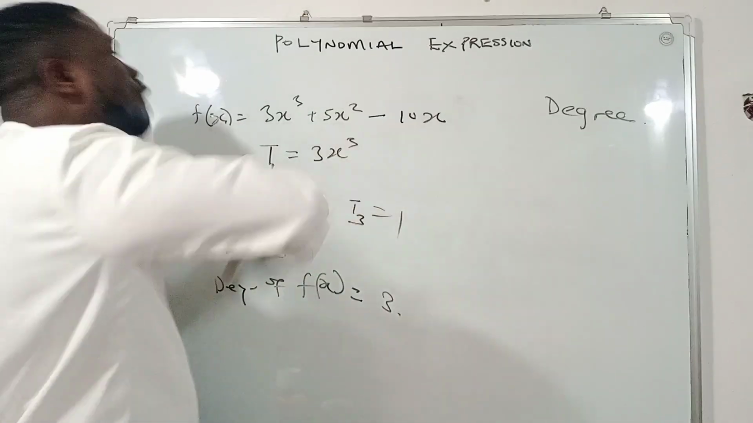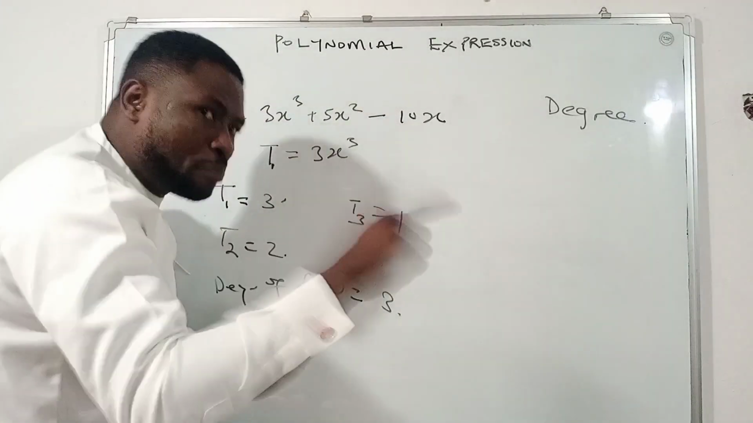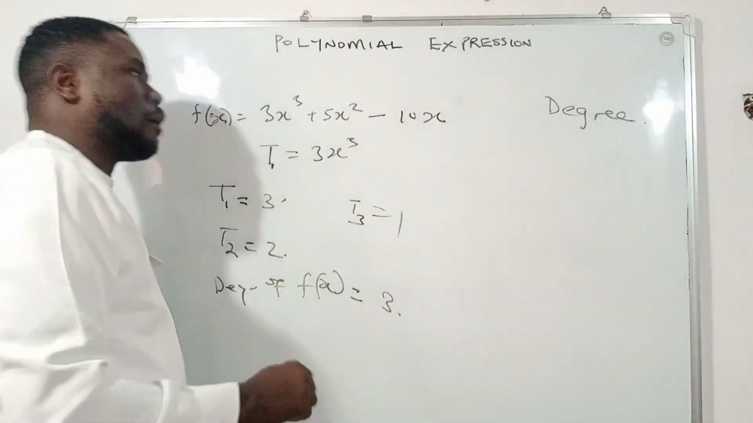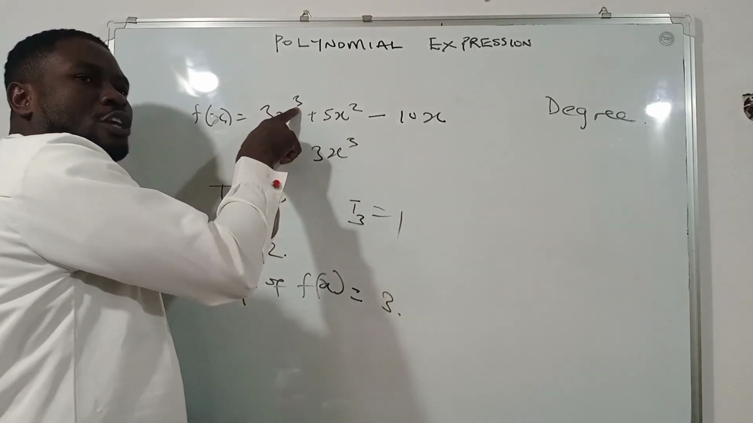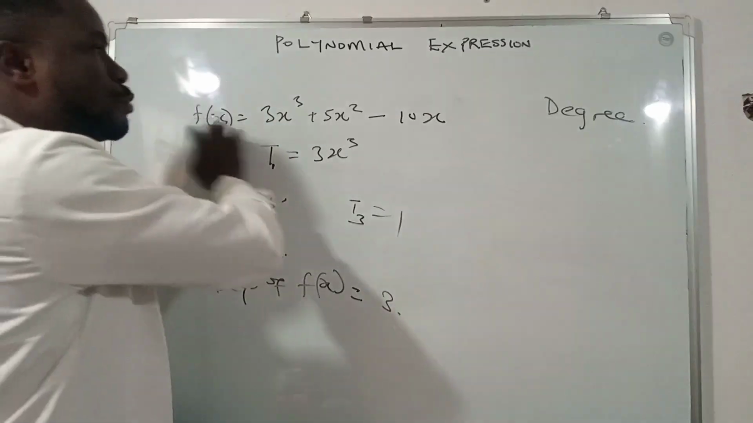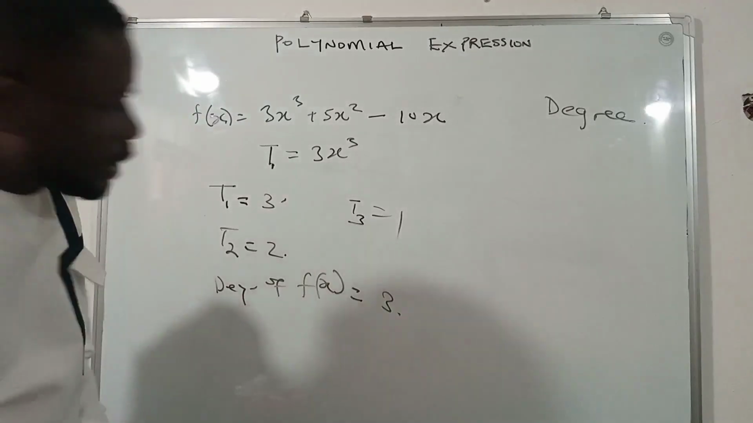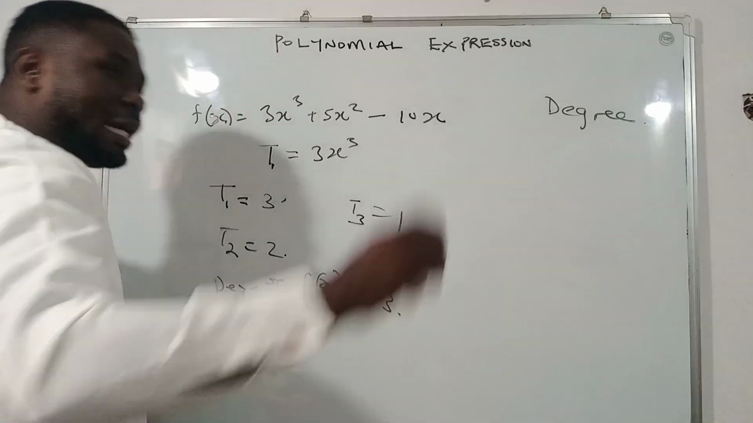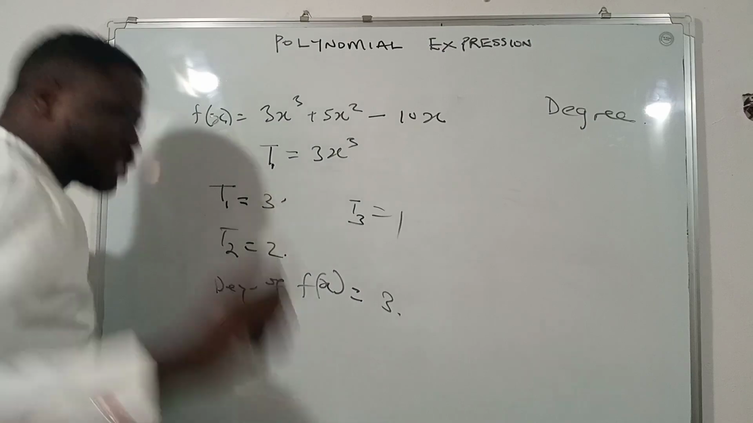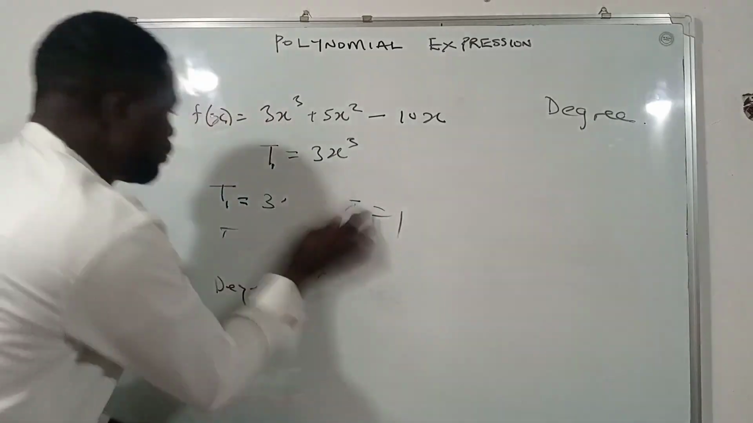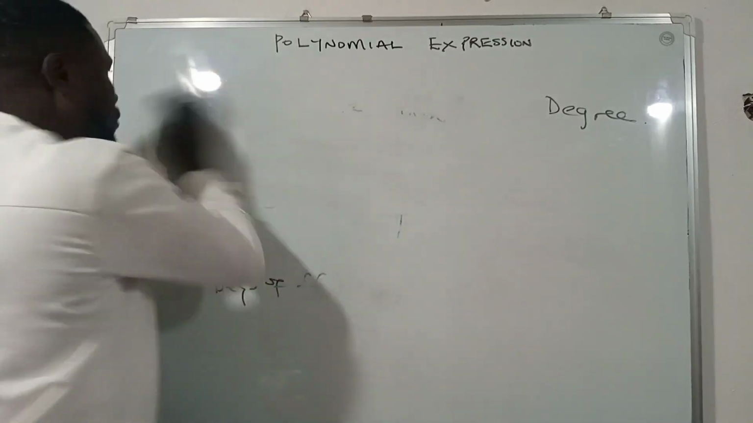But the degree of the entire polynomial has to be the highest power. Please take note, it has to be the highest power. And in this case, the highest power is 3. That's why we say the degree of this polynomial is 3. So that's very important. So the degree of a polynomial is simply the highest power of that expression. So let's take, supposing we have another example.